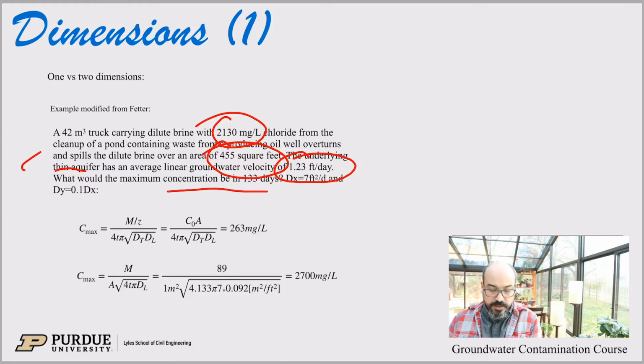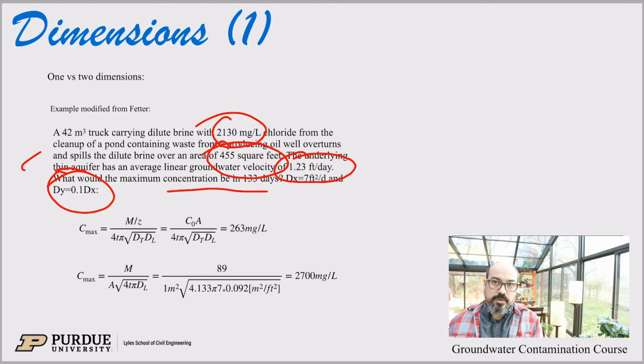And you are given Dx and Dy, right? Dx is 7 feet squared per day, and Dy is 0.1 Dx. So Dy is 0.1 Dx. I'll go back to this scaling between the x and y direction dispersion coefficient. So typically we take 10% if we don't have any other information.